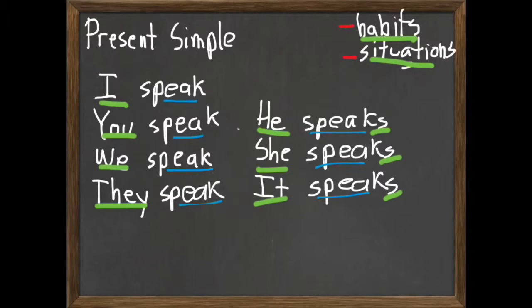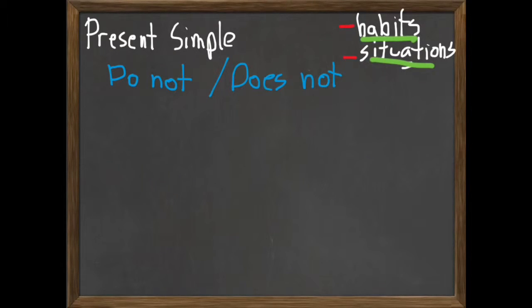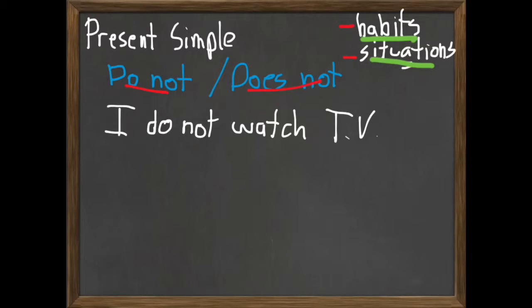Let's look at the negative form. For the negative form, we will use the auxiliary verb do in its negative form. For example, do not and does not. Let's look at some uses of this. I do not watch TV. Here, we use the negative form of the present simple for watch because it's a habit that we do not have. In this case, watching TV. I do not watch TV.